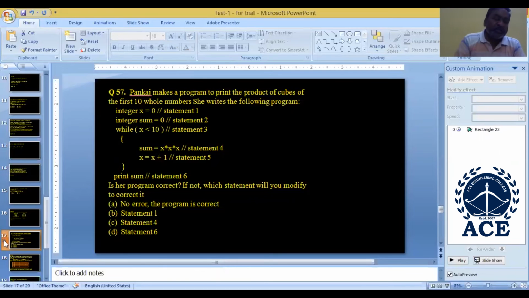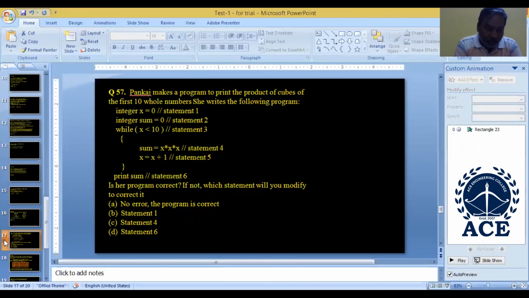Now, that aside, we'll go to the problem. While x less than 10, sum is equal to x star x star x, which is x cube. x is equal to x plus 1, x incremented, print sum. Is her program correct? If not, which statement will you modify to correct it? Now we'll see again.